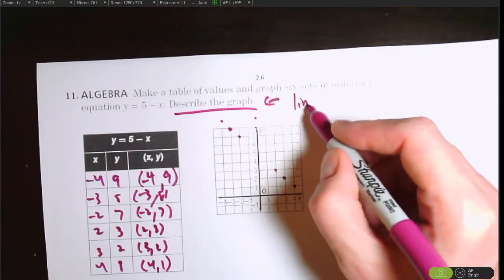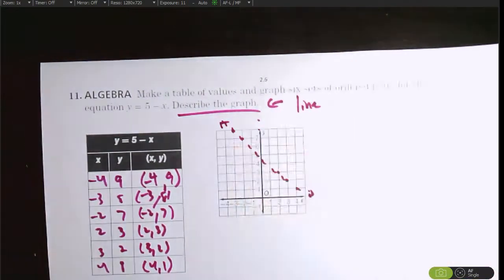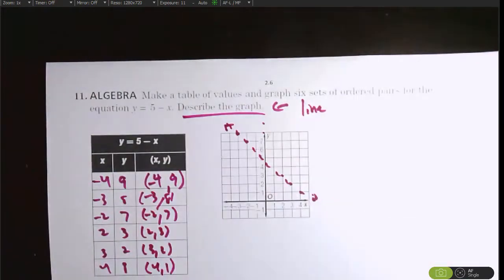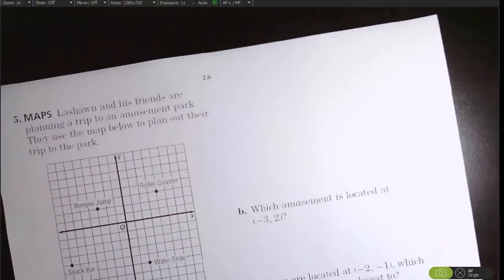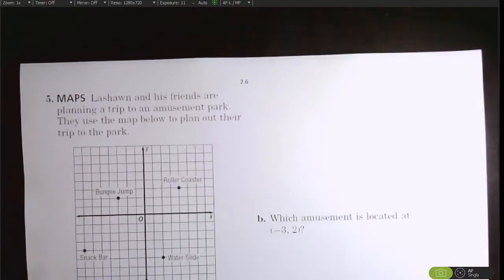I would say it looks like a line. What's happening here? Okay. That's all lining up. That's number 11. And then last but not least, what we'll look at here, number 5. Yeah, 5 works.